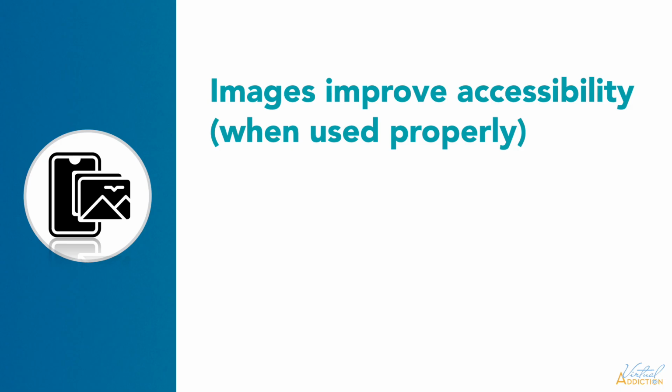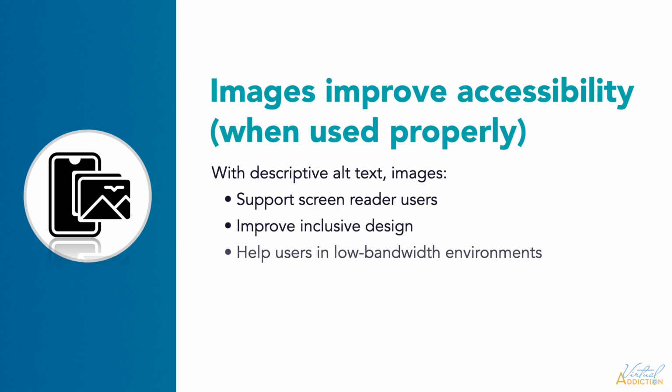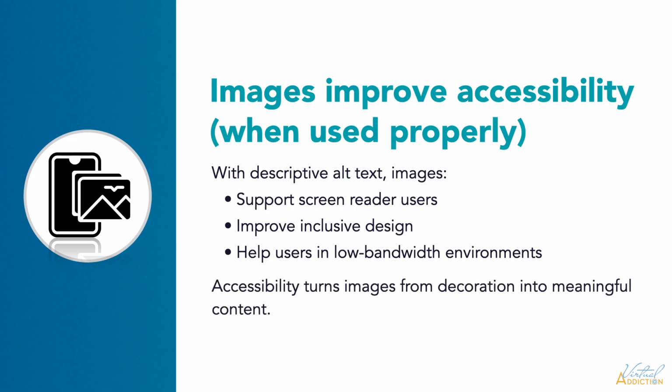Images also help with accessibility. When used properly, images will improve accessibility. With descriptive alt text, images support screen reader users, contribute to inclusive design, and help users in low bandwidth environments. Accessibility turns images from decoration into meaningful, usable content.